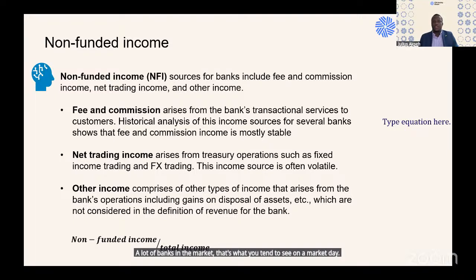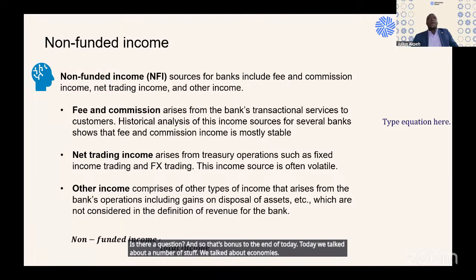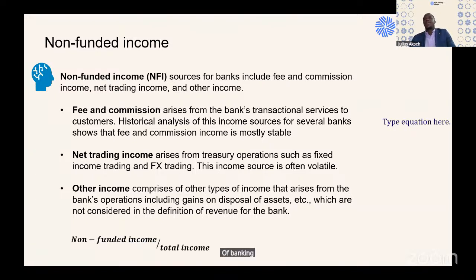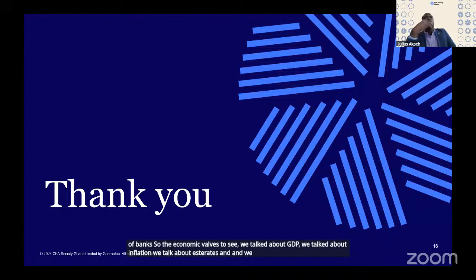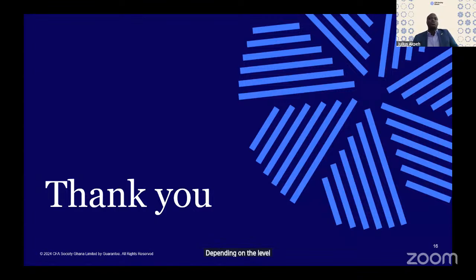Is there a question? That brings us to the end of today. Today we talked about a number of things. We talked about the economics of banking, and there we looked at how economic variables affect the performance of banks. The economic variables were GDP, inflation, exchange rates, and interest rates. We looked at the impact on the sector and, by extension, the various banks, and how some banks could be affected depending on their level of exposure to those economic variables.